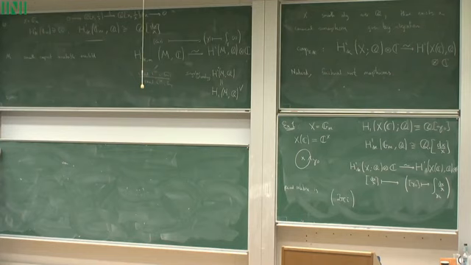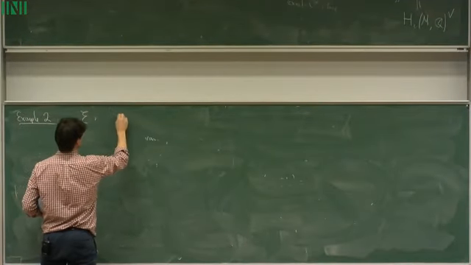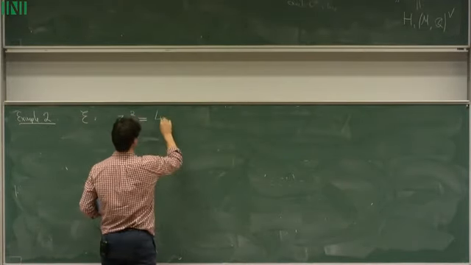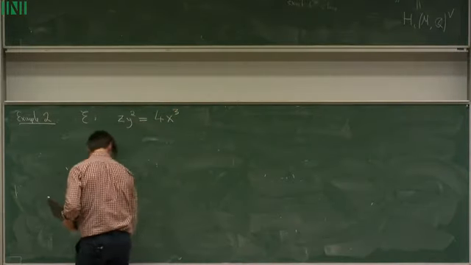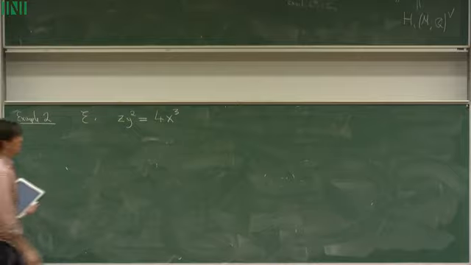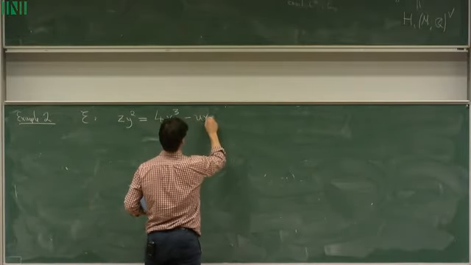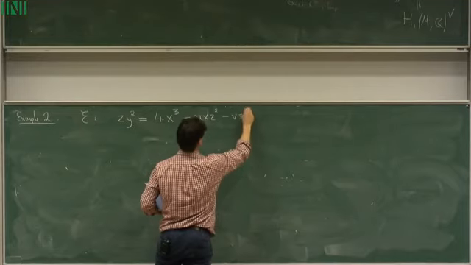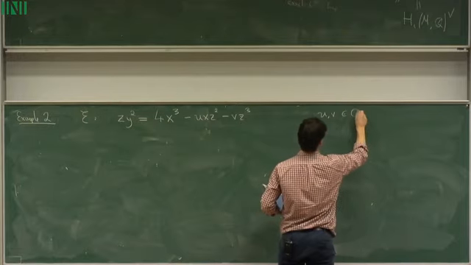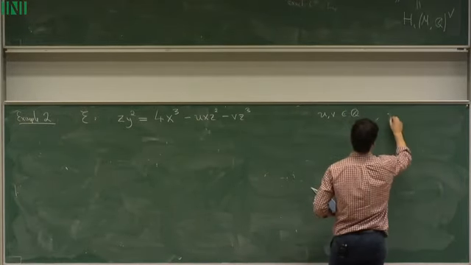So example 2, again super classical. Let's take E to be a plane elliptic curve. Let's take this, and so let's again take u, v in Q and the discriminant.